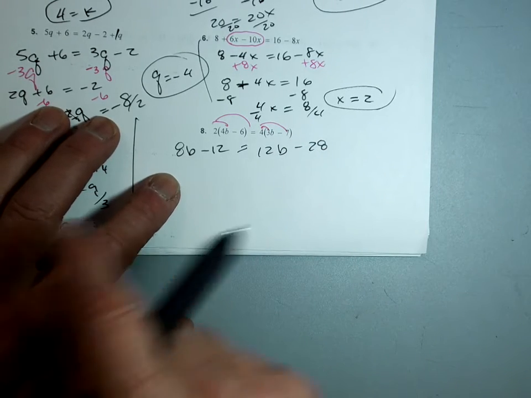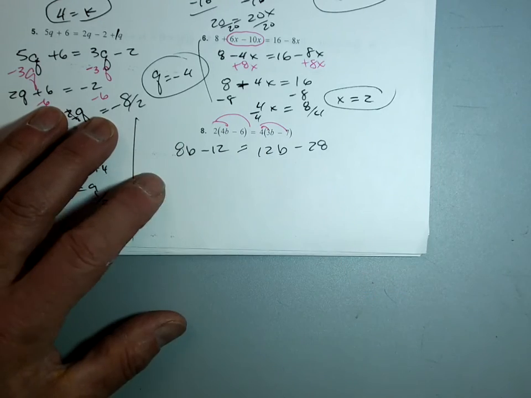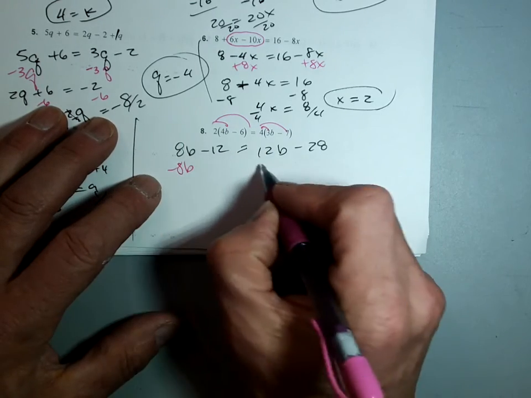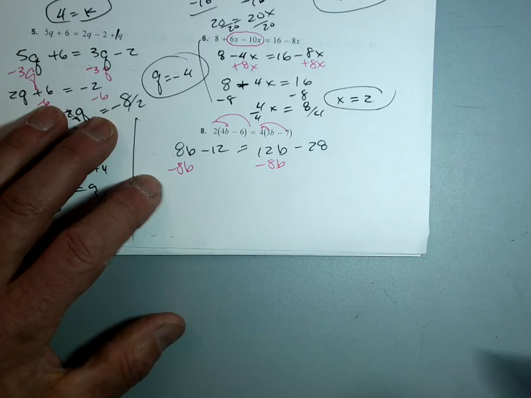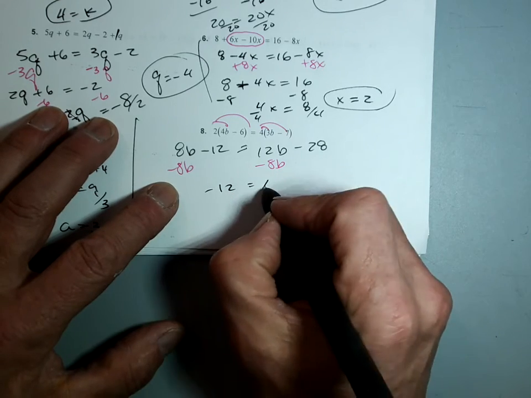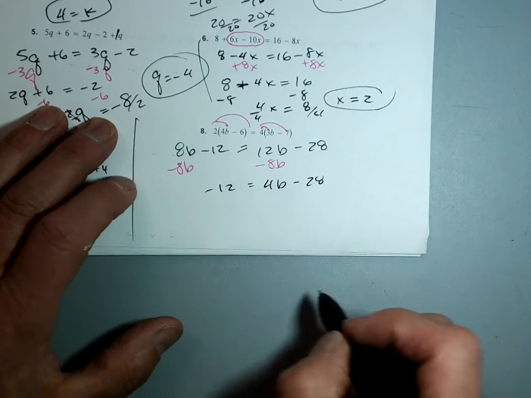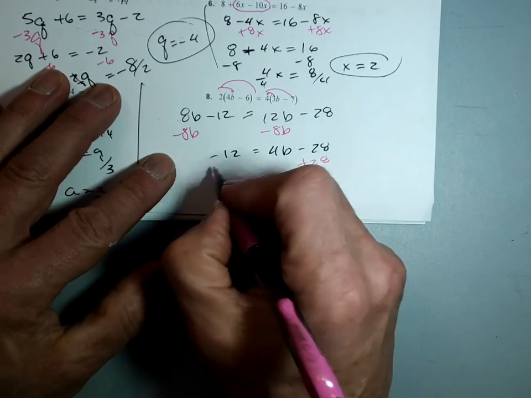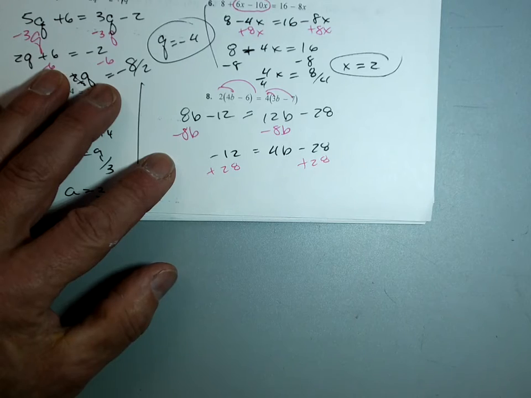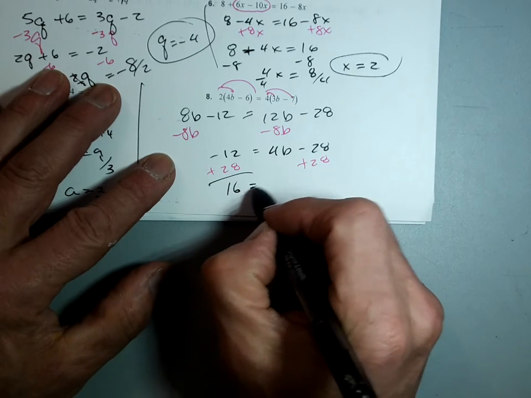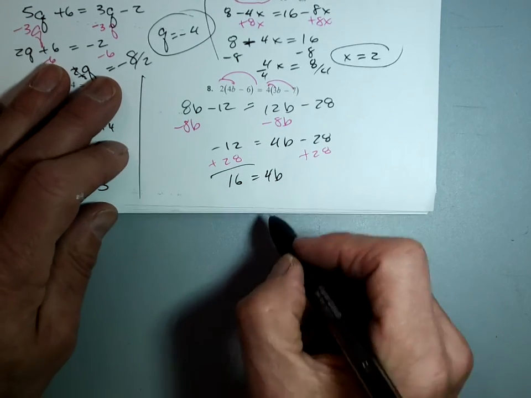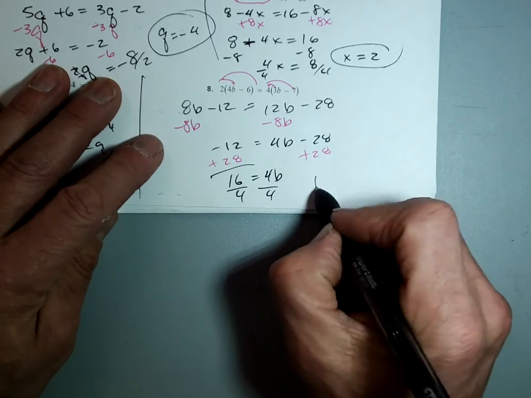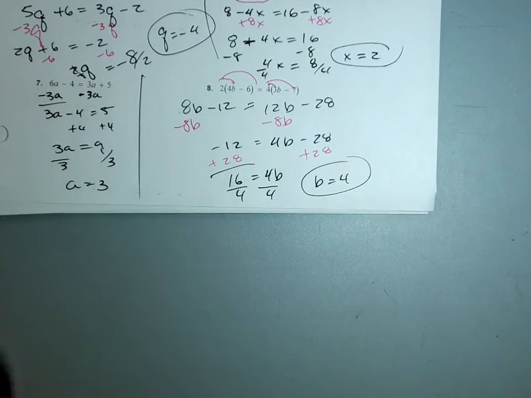And then I'm going to go minus 8b, minus 8b. Got a negative 12 equals a 4b minus 28. I'm going to go plus 28, plus 28. I get 16 equals 4b. Divide by 4, and b equals 4. Awesome.